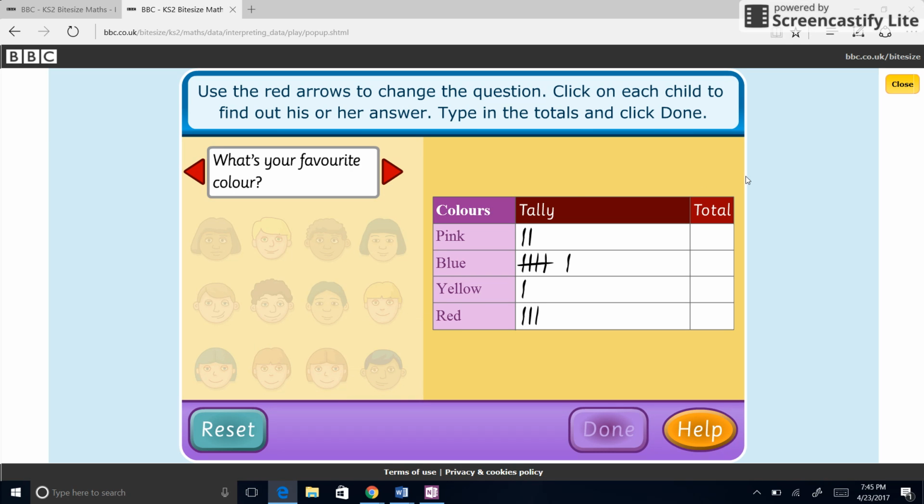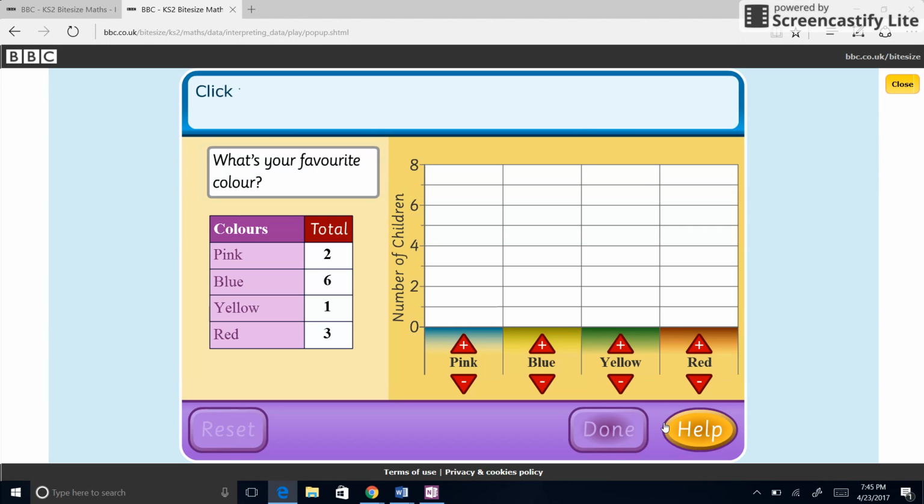So now when we look at it, we have pink is our first color, and there's 2 tallies. So we're going to go to our total and type in 2. Blue has 5, 6. So we're going to type in a 6. Yellow only has 1 person, so we're going to type in a 1 for the total. And red has 3, so we're going to type in a 3 for our total. So that's our completion. We collected the data and we created a frequency chart. So now we're going to move on and we're going to turn into a bar graph again.